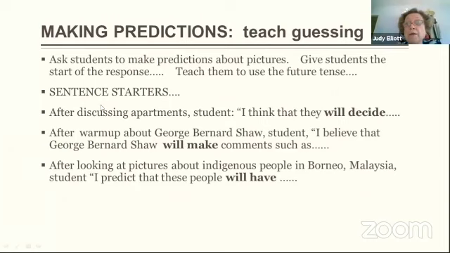Okay, making predictions, teach guessing. Don't ask them to give you the correct answer all the time. Let them use their imagination.